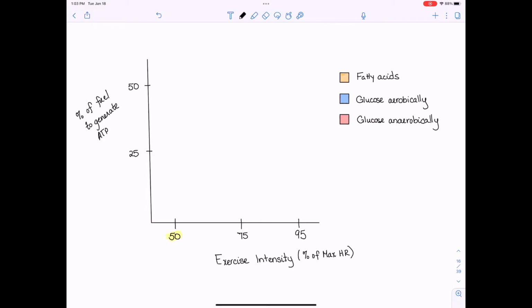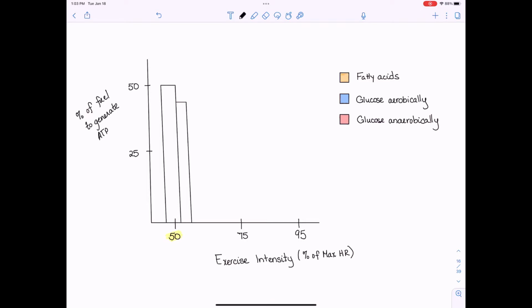Let's start with 50% of your maximum heart rate. This is like a brisk walk. How long can you hold a brisk walk for? Probably longer than you can hold a sprint for. So your body is working, but at this point, it's prioritizing efficiency. It's trying to maximize its ATP yield from its fuel sources.